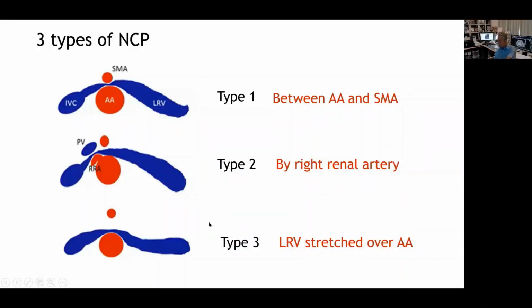There are variations of Nutcracker phenomenon, and at least 3 types exist. Type 1 is the classical type, compression of the left renal vein between the aorta and superior mesenteric artery. Type 2 is like this schema: compression of the left renal vein, not between the aorta and the superior mesenteric artery, but the left renal vein is compressed posteriorly by the origin of the right renal artery. And the third type is like this schema: left renal vein stretched over the abdominal aorta.